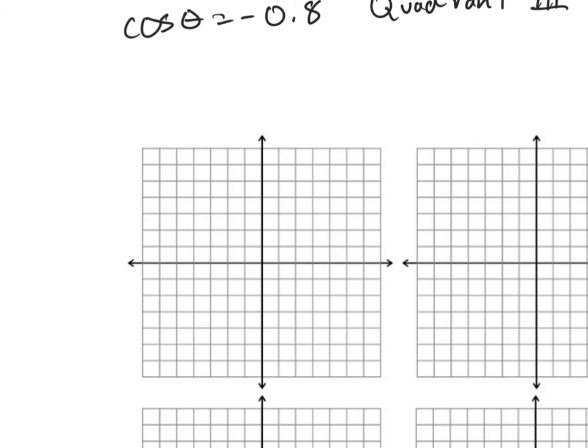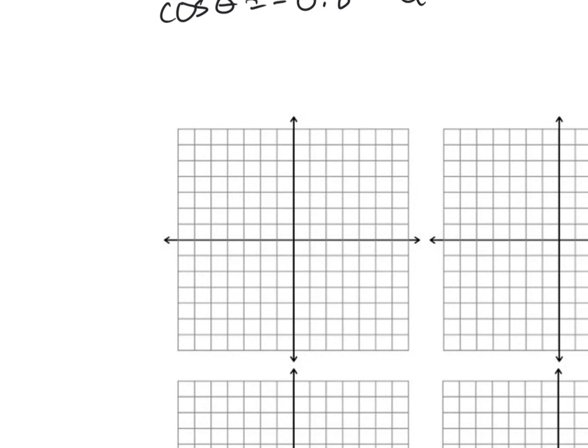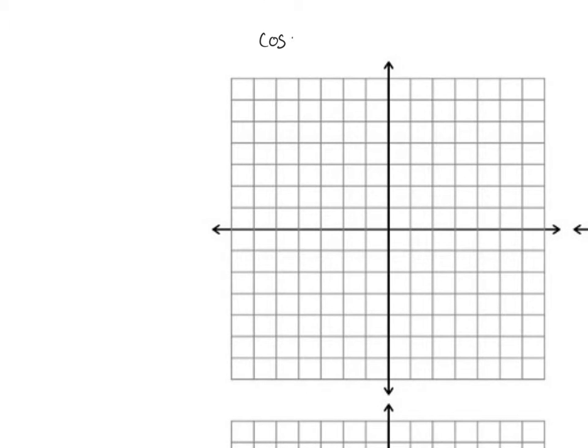What I would always like to do is I always want to draw a picture. So let me write this again. Cosine of theta equals negative 0.8. Quadrant 3, this is quadrant 3 over here. So it's going to land somewhere down here. This will be our angle per se. Okay, so that we know.